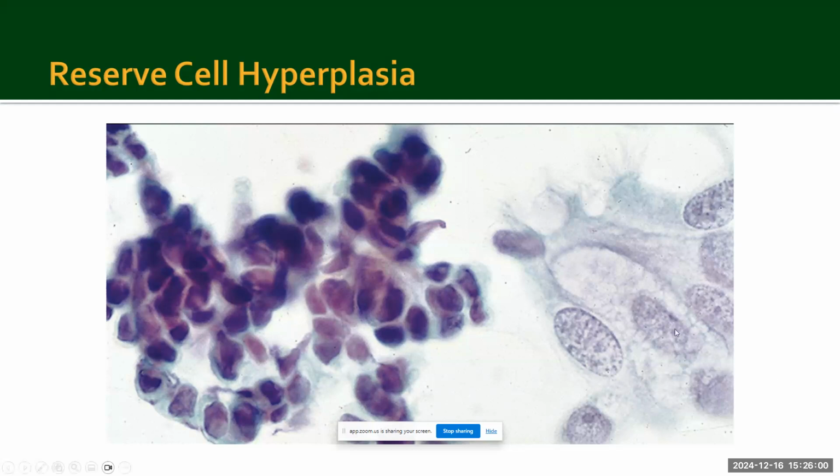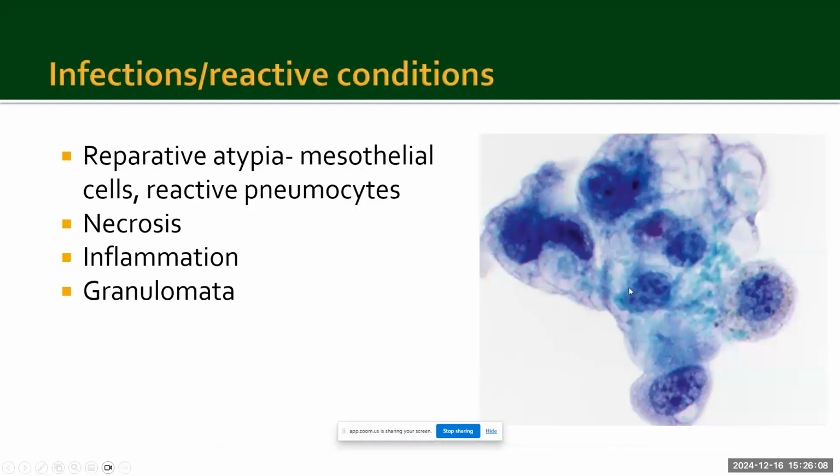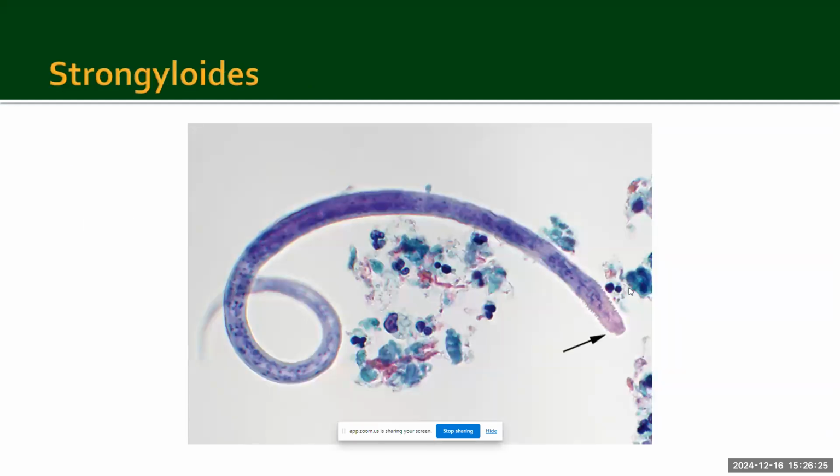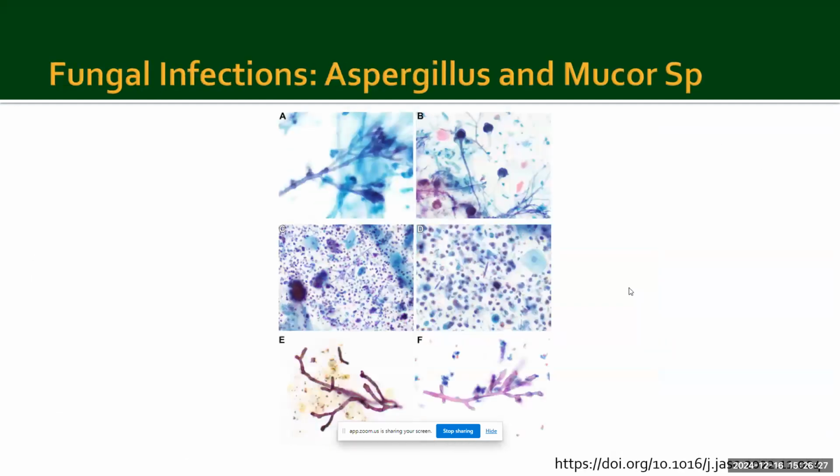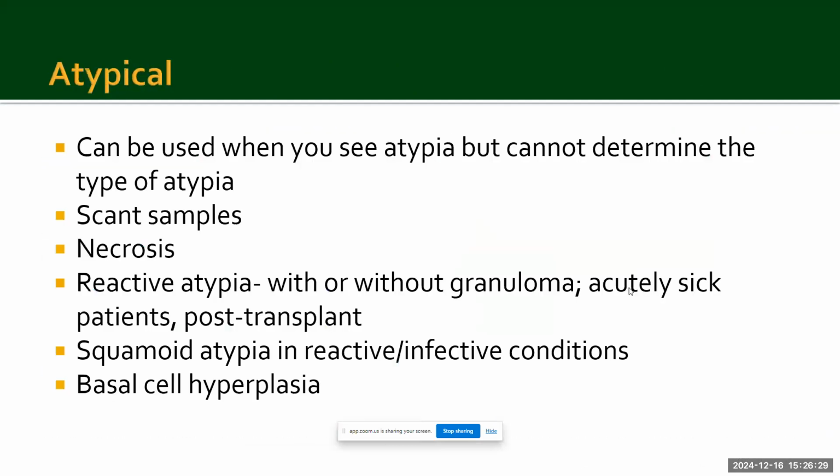You can compare these cells with the benign-appearing bronchial cells with terminal cilia to your right as well. Again, reparative changes may be associated with necrosis, inflammation, granulomata. So whenever you are seeing necrosis along with inflammation and granulomata, my threshold of calling something malignant or suspicious is super high.